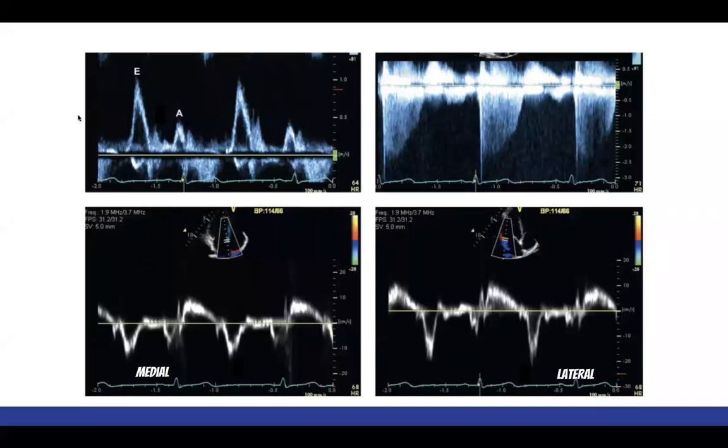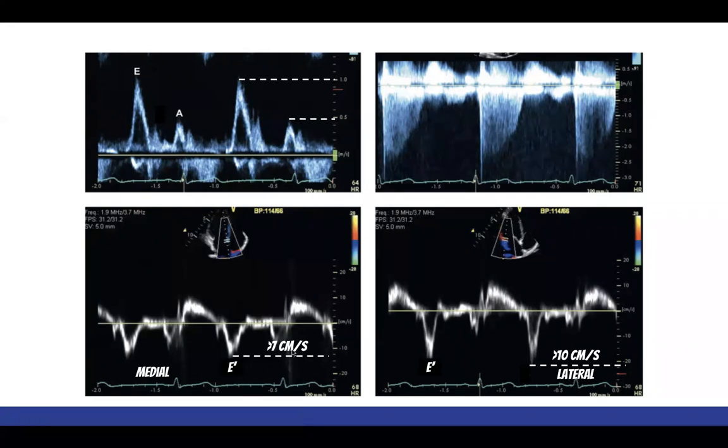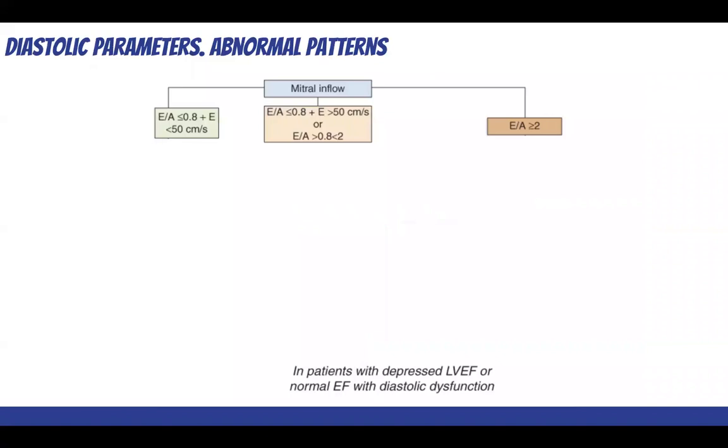So this is E, this is A. E is about 10, A is about 0.5 or so. This is the medial E prime, this is the lateral E prime. The lateral is a little bit faster than the medial, but both of them are normal. The medial one is more than 7, the lateral is about 21, so it's more than 10. TR velocity is less than 2.8, and E to E prime ratio is less than 14. So this is normal. Then we go into abnormal patterns.